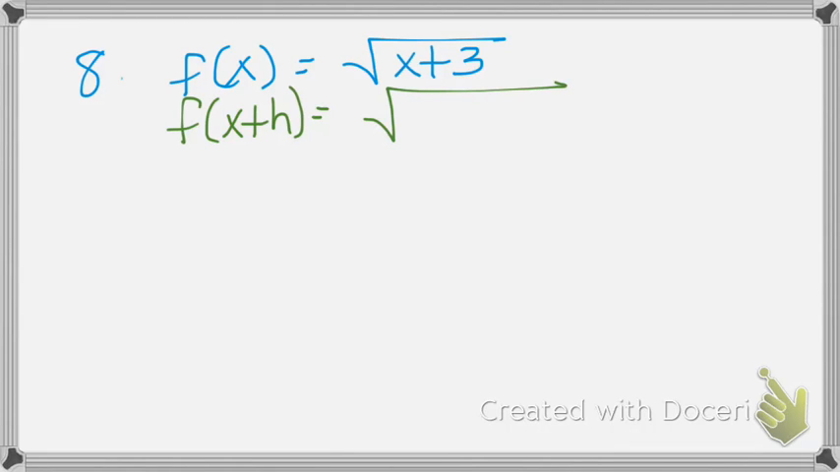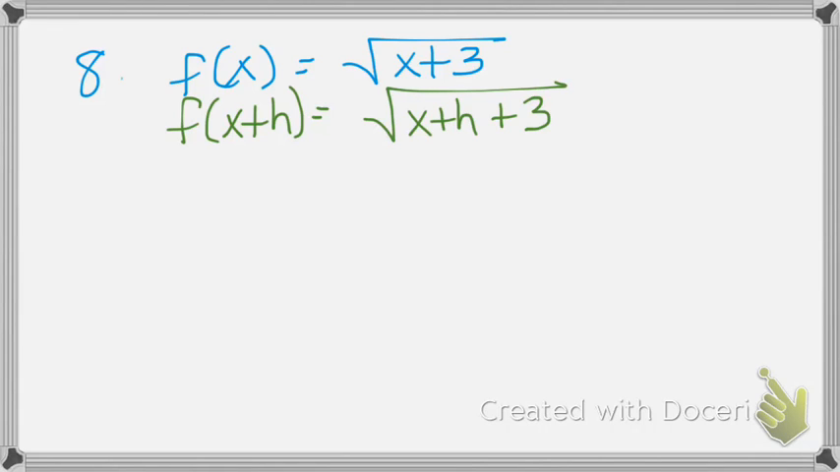Square root of the x plus h goes in the place of x. So x plus h plus 3. Notice that 3 is underneath the square root. For some reason, a lot of people get confused on that part too, but the 3 is underneath the square root, so you can't forget that part. Okay?